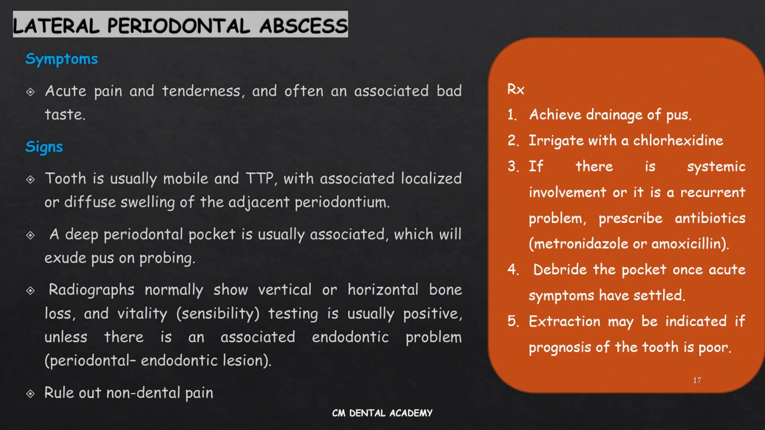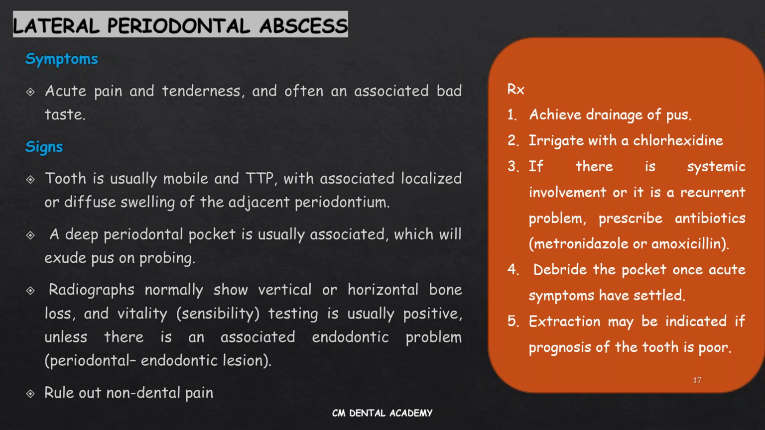Lateral periodontal abscess. Similar to periapical abscess, with acute pain and tenderness, and often associated with a bad taste. These are the symptoms of the lateral periodontal abscess. In this case, the tooth is usually mobile and tender to percussion, with localized or diffuse swelling of the adjacent periodontium. A deep periodontal pocket is usually associated, which will exude pus on probing. Radiograph shows vertical or horizontal bone loss and vitality testing is usually positive, unless there is an associated endodontic problem.